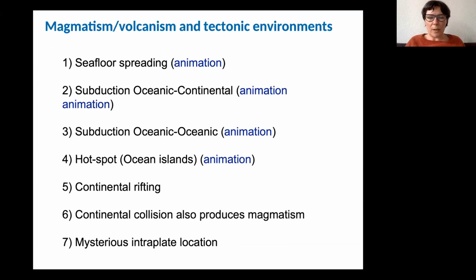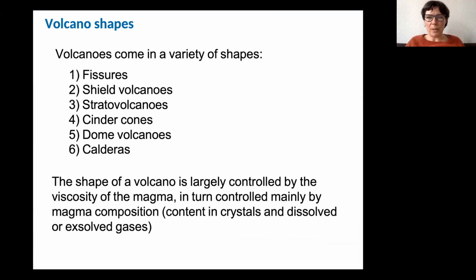So volcanoes occur in all tectonic environments in different ways. We will talk about how magma is formed in the different tectonic environments. But before we go there, we can have a look at the shape of volcanoes. So there are many shapes that volcanoes can have. They can be fissures, like a crack in the ground, simply. They can be shield volcanoes, they can be stratovolcanoes, then there are cinder cones, dome volcanoes, and calderas. We will show some photos.